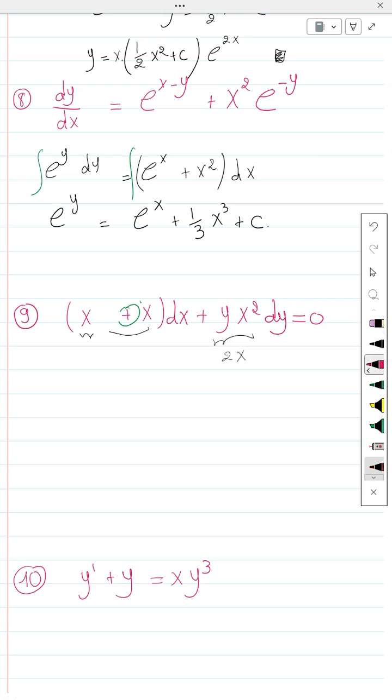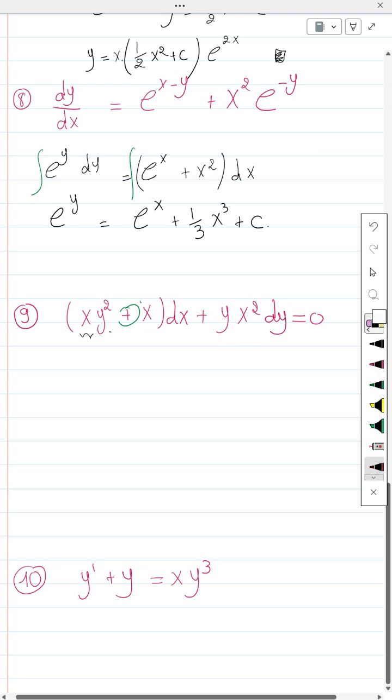Here, what was? It was y squared, yes. So by getting the derivative of this quantity with respect to y, we're going to get 2yx. And this with respect to x, we're going to get 2xy. So they are equal, so it is an exact differential equation. And you know how to solve it by using the method of grouping.